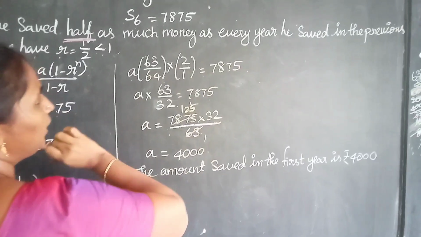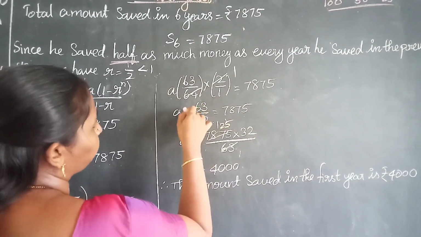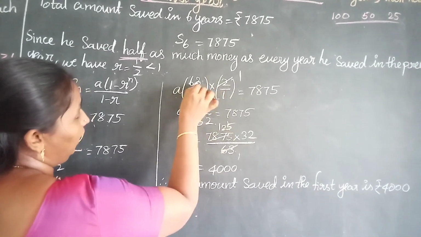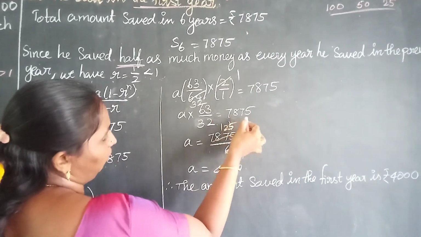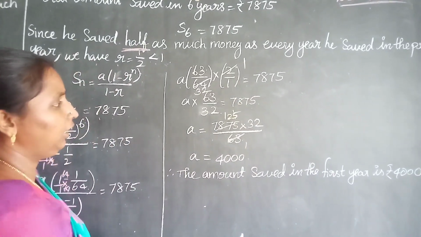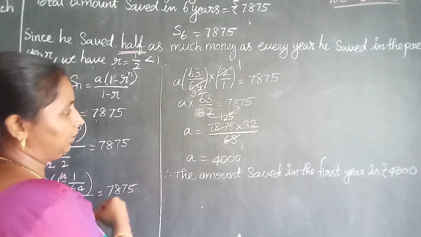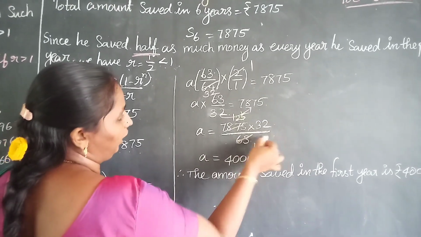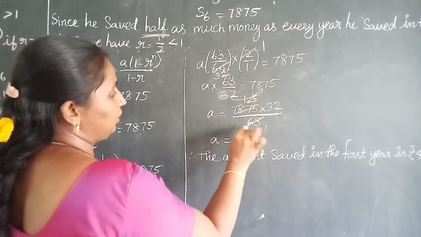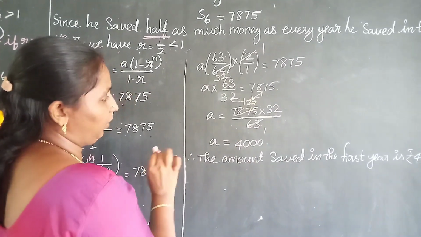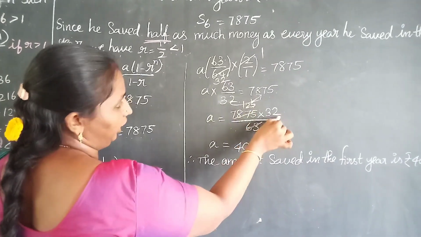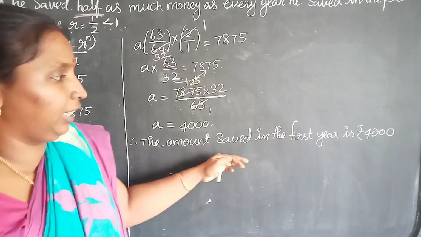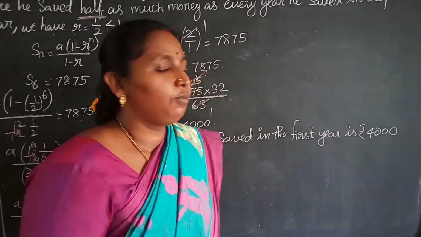Cancel this 2, 2 ones are 2, 32 times. So A into 63 divided by 32 equal to 7,875. So send this number to the RHS side, it will take reciprocal. So 7,875 into 32 divided by 63. So cancel this: in 63, 125 ones are 63, you will get 125. So A equal to 125 into 32, you will get 4,000. So the amount saved in the first year should be 4,000.